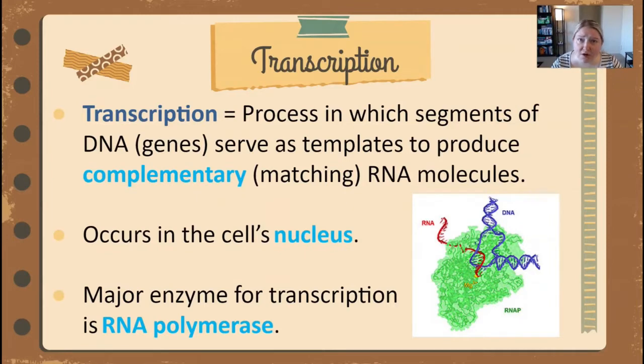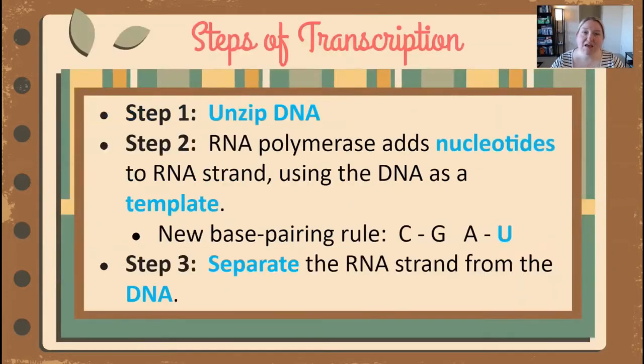It has to occur there because it uses DNA, and DNA does not ever leave the nucleus. Now, there is an enzyme, just like we had a couple of enzymes that helped us with DNA replication. The main enzyme you need to know here, there are many more, but the one we want you to know is RNA polymerase, not to be confused with DNA polymerase. Now, let's look at the 3 steps. The first step, just like in DNA replication, is that we have to unzip the DNA.